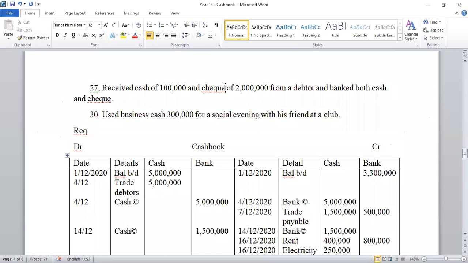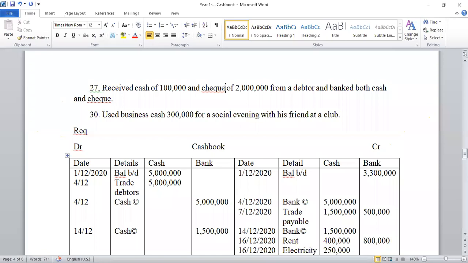Okay. So here, the trick or the hardest bit here is the issue of the check. That when somebody receives the check, it's not the same as when he has banked the check. Okay, they're different. When somebody receives the check, you will debit cash and credit the trade receivables account or the debtors account. Then when that person banks the check, that's when you do what? You credit cash and debit bank.